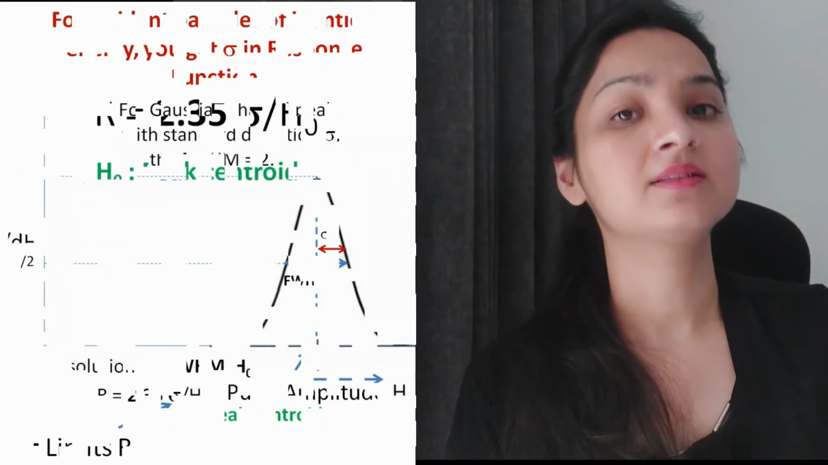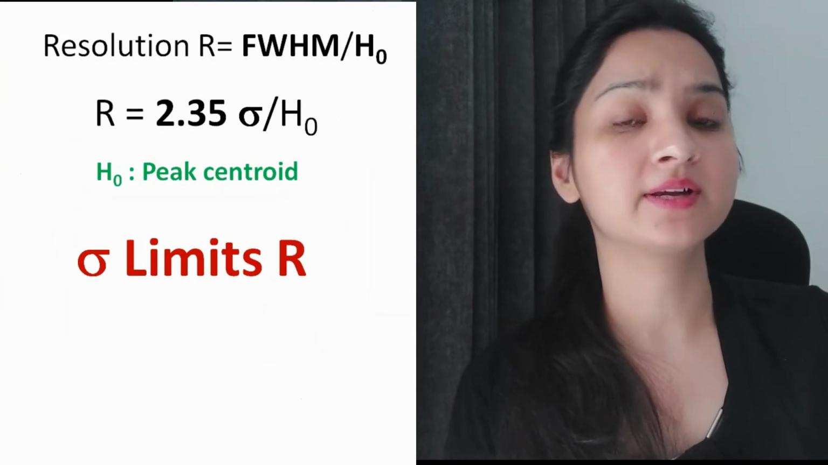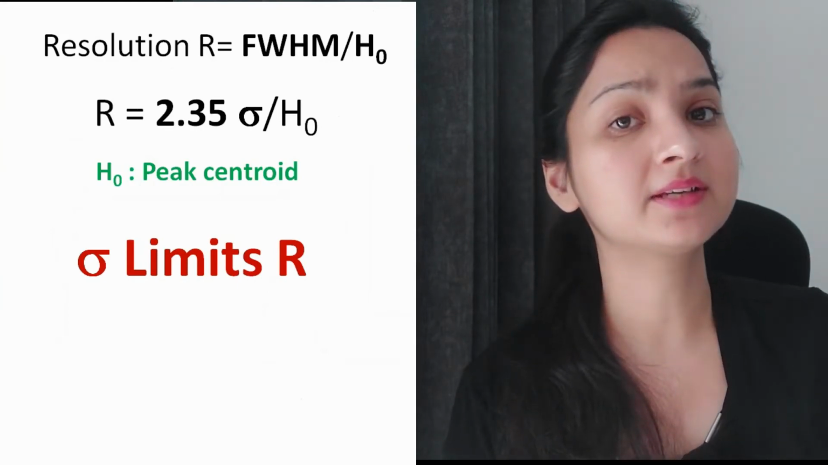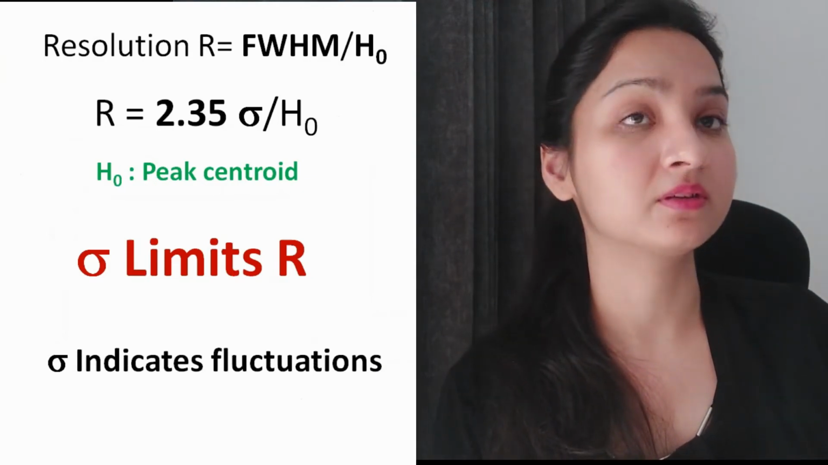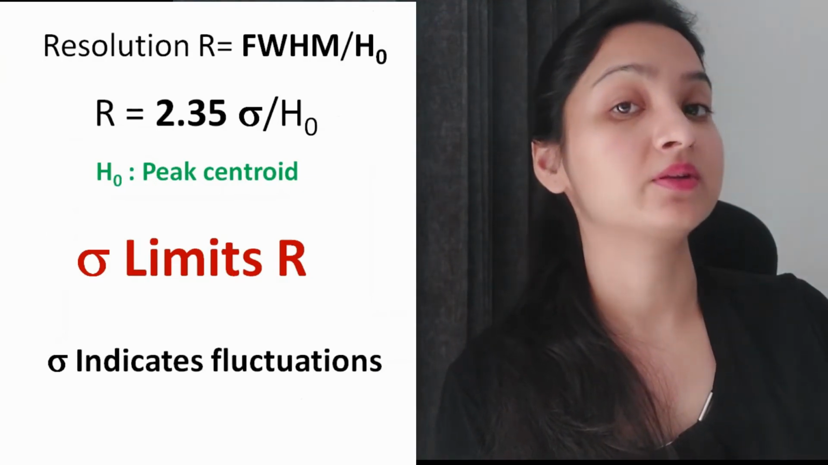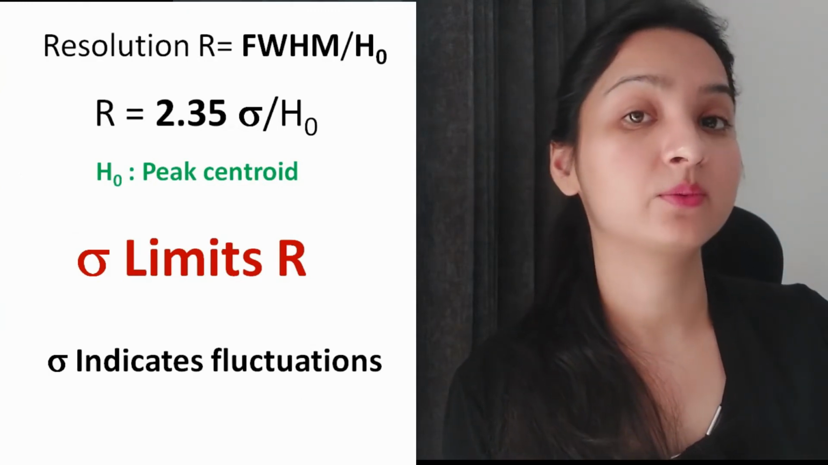So the sigma, this standard deviation, limits the resolution that can be achieved in any radiation detector. And what is this sigma? It is nothing but a measure of fluctuation. Sigma indicates fluctuations in the mean number of ion pairs that were produced.